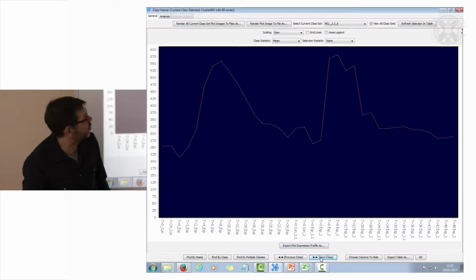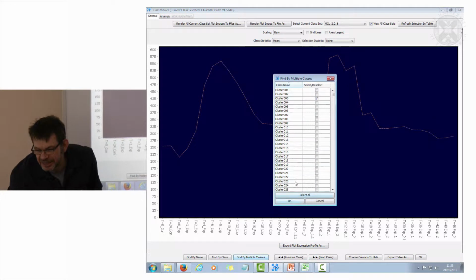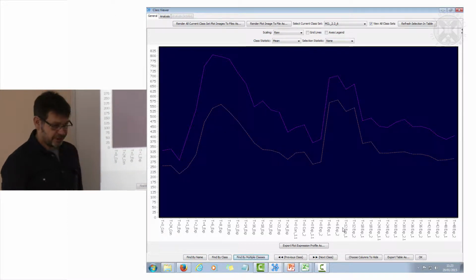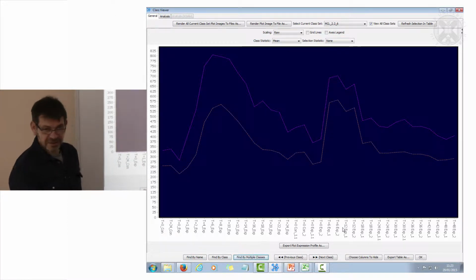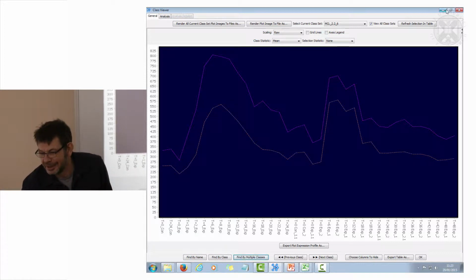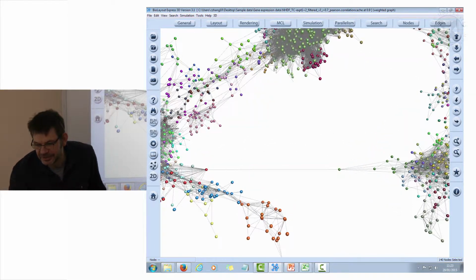Right, just wandering through this data here. Next class. So that's quite similar. Let's just do this, so I can display multiple classes. Okay, so you see how similar those two are? Very similar in their overall expression. And what we'll find, I'm pretty sure, is that when we look at the graph, they'll be in a similar place within the graph.